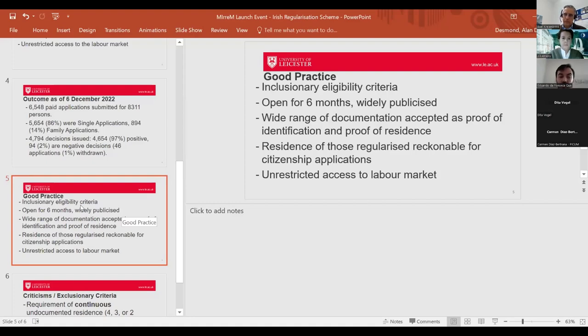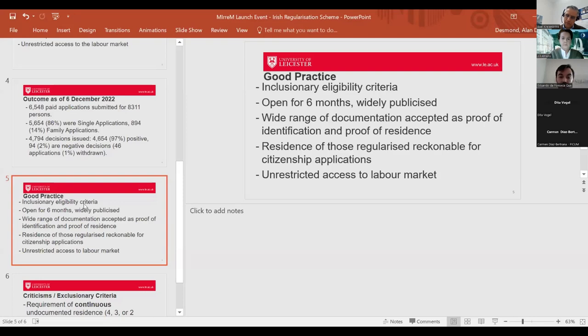Those are the kind of criteria that have applied in previous regularization schemes in Ireland and other countries, which had the effect of really narrowing the number of people who could apply. This 2022 scheme, by contrast, was quite broad in scope, quite inclusionary in terms of its eligibility criteria. It was open for 6 months, which is a broader window for submission than a lot of other regularization schemes in other countries in the past, and it was relatively widely publicized.